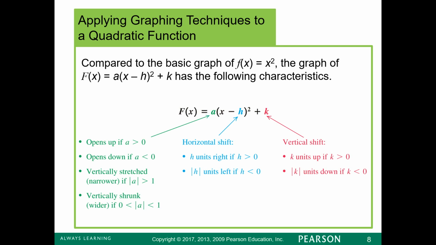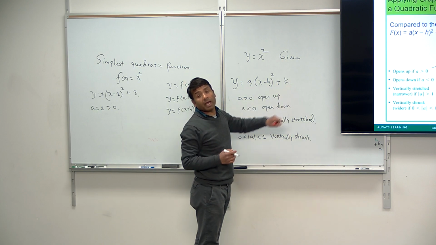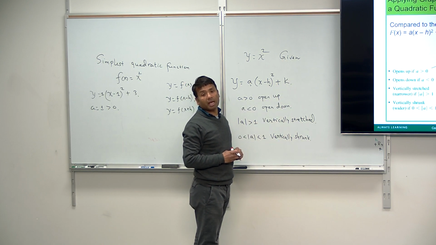So if h is positive, you shift the graph h units to the right. That makes sense? If h is negative, you shift the absolute value of h units to the left, right? And then if k is positive, you shift k units up. If k is negative, you shift k units down.